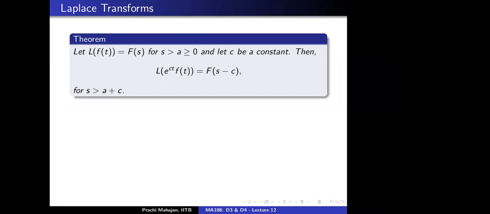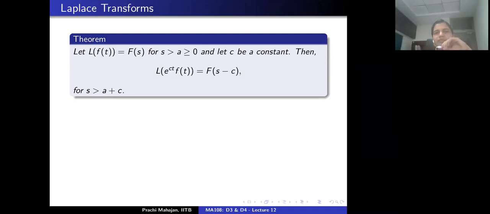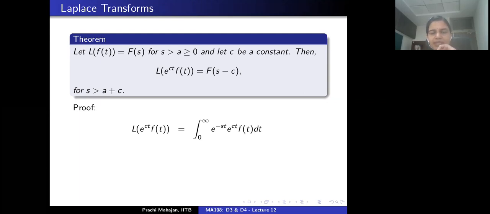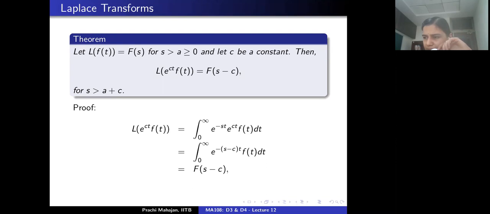Yes, ma'am. But why are we saying s is greater than a plus c? Yes, I'll point that out. Let's just see the proof, and I'll point out why we have this. Let's start with the left hand side. Let's compute the Laplace transform of exponential ct times f(t). By definition this is the improper integral from 0 to infinity of exponential minus st, exponential ct, f(t). One can write this as exponential of minus (s minus c)t times f. Now this is by definition what we need. So why do we have s bigger than a plus c here?